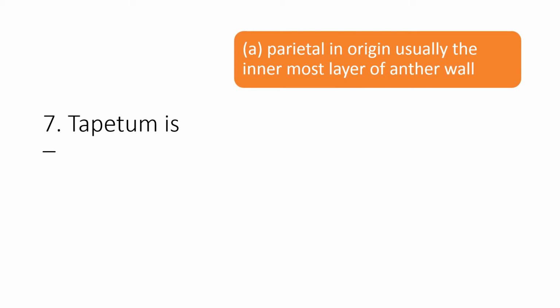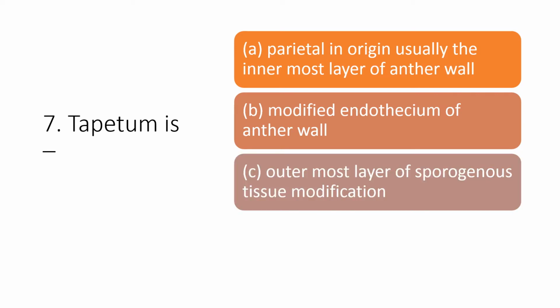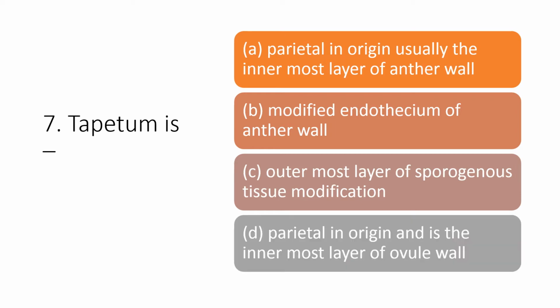Coming to question number 7, tapetum is: option A, parietal in origin, usually the innermost layer of the anther wall. B is a modified endothecium of the anther wall. C is a modification of the outermost layer of sporogenous tissue. And D is parietal in origin and is the innermost layer of the ovule wall. To understand, we should know how the tapetum is formed. So just to go through the image here.